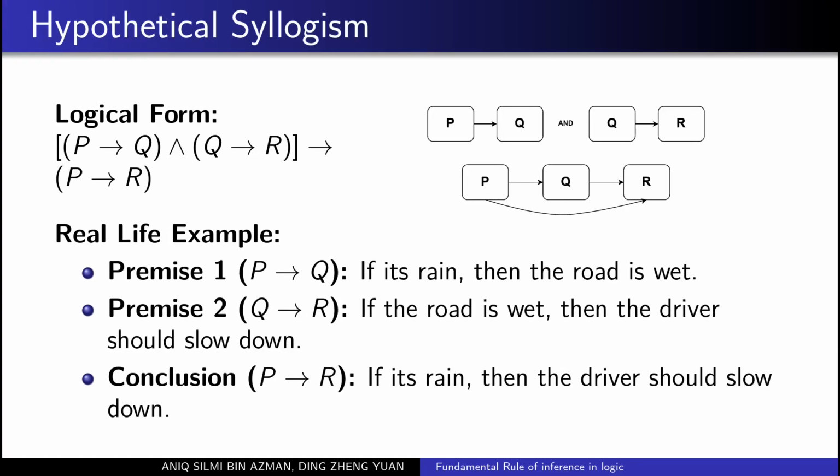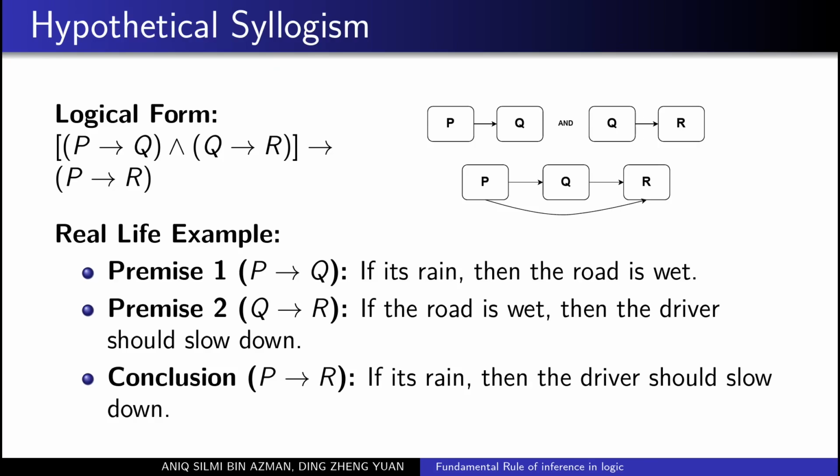The second rule is hypothetical syllogism. Now, we have two implication premises: P implies Q and Q implies R. By using hypothetical syllogism, we can connect two implication premises into only one conditional statement, which is P implies R.